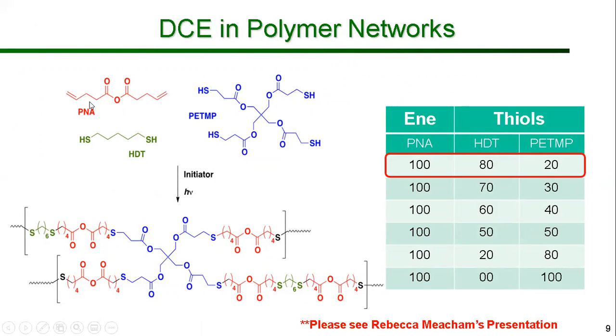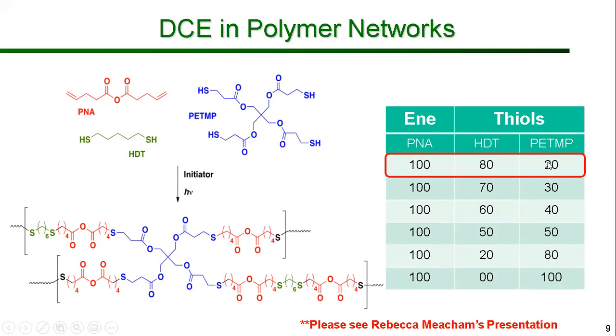So what you're seeing here is the PNA monomer that we've been studying with the HDT, and we add in a cross-linking material. So this PET-MP, it's a tetrathiol, and we add an initiator and undergo photo initiation. And we have these cross-linked materials which have our anhydrides that can undergo exchange.